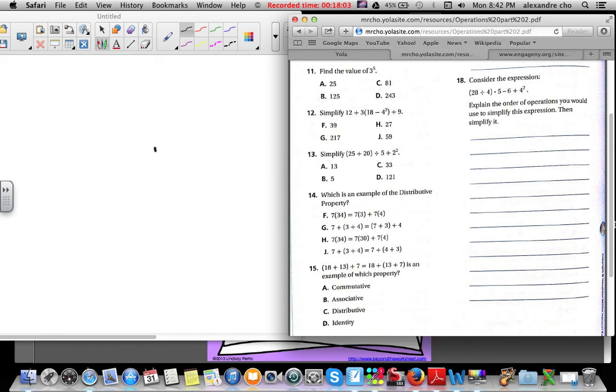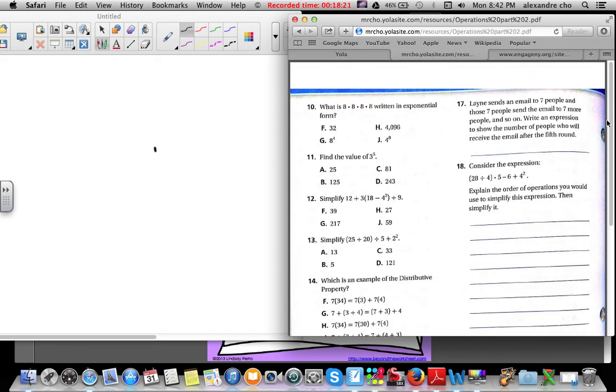15. Which one is an example of what? Okay, 18 plus (13 plus 7) equals (18 plus 13) plus 7. What property is this? Well, it's not the commutative, because that's between two numbers. It's not the distributive. It's not the identity for sure. It just leaves you with B, associative.